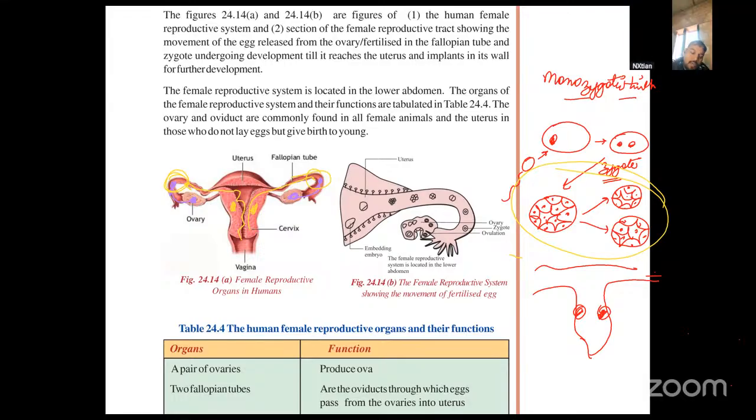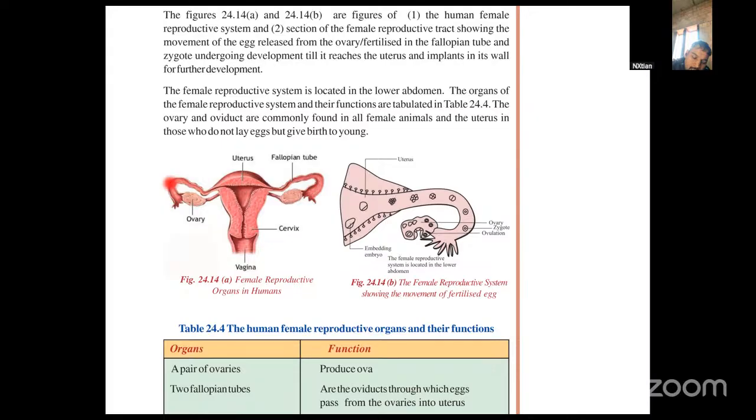Okay, so everyone please pay attention. Now the fertilization occurs in the fallopian tube. Remember this. If the fertilization happens in this place, then the baby is healthy. If the fertilization happens here, then the baby is very weak. Why very weak? Because the zygote is not implanted in the uterus.